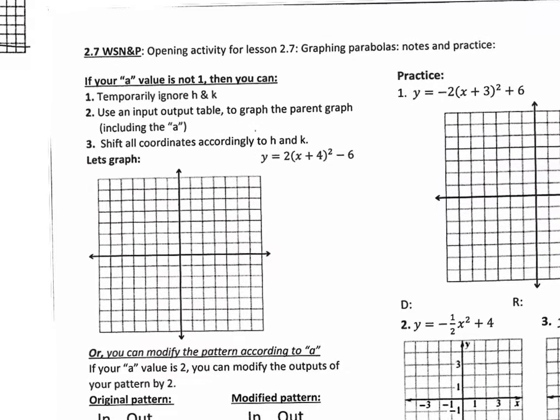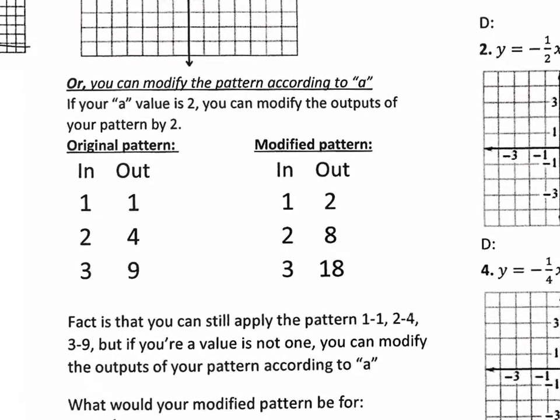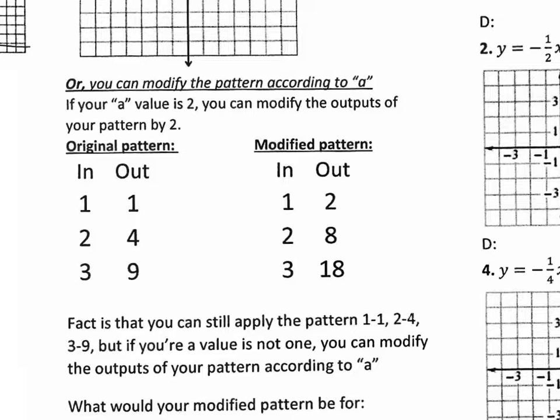But right here, it says, what if your a value is not 1? Well, then you can use these steps to graph this with an input-output table. However, I don't recommend doing this. It does take a while. I would actually recommend jumping straight into modifying your a value, okay? Some teachers say, oh, well, if your a value is not 1, you can't use the pattern 1, 1, 2, 4, 3, 9. I say that if your a value is not 1, you could still use the pattern 1, 1, 2, 4, 3, 9, but you have to modify the outputs of your pattern by whatever your new a value is, okay?